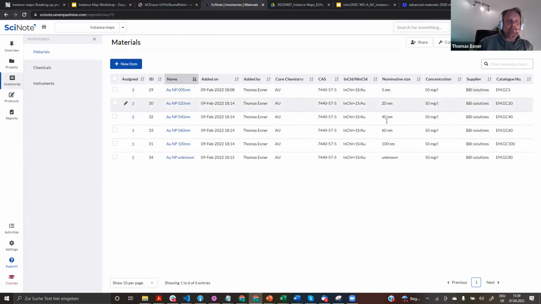All of them have a nominal size. They have a concentration, all these things, the suppliers here and the catalog number, and therefore you also know what that size is. But we still assume that we don't. Anyway, this is one way, just using the features of existing lab notebooks to do so.